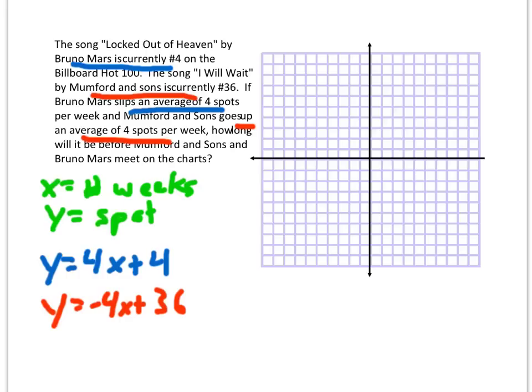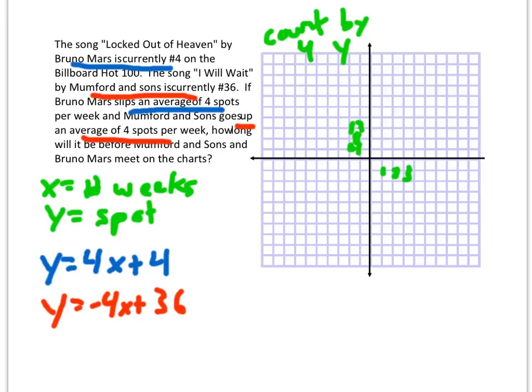Well, if I look at my y-intercepts, 4 and 36, 4 goes into 36, so that means that my scale on my y-axis should probably be by 4s. So I'm going to count by 4s on the y-axis. So 4, 8, 12, 16, and so on. On the x-axis, I can probably get away with counting by 1 still, so this is going to be 1, 2, 3, and so on. Okay, then we can graph these.